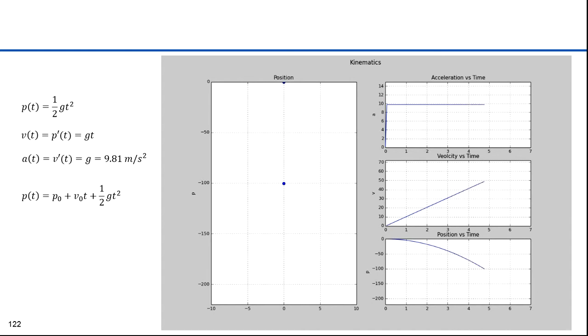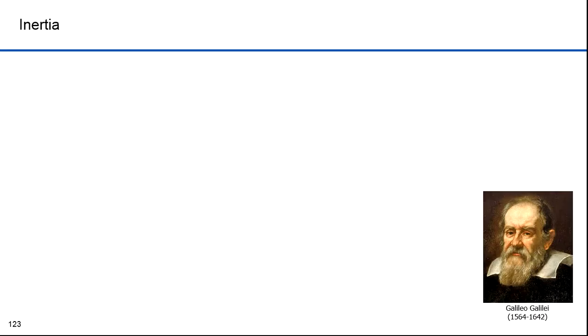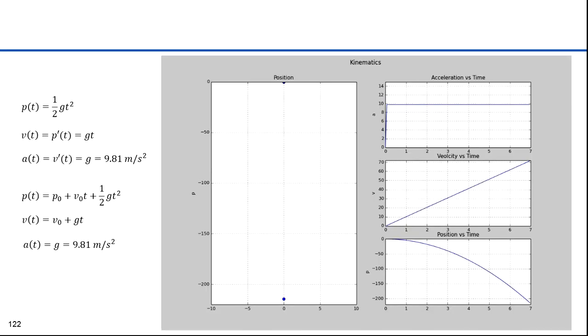The plot of position is an exponential curve that equals 1/2 g t squared and is in units of meters. The velocity increases linearly, equals g times t, and is in units of meters per second. Acceleration is constant and equals g, or 9.81 meters per second squared. The general form of these equations accounts for initial conditions. Position is the initial position p0 plus initial velocity v0 times time t, plus 1/2 g t squared. Velocity is the initial velocity v0 plus g times t. Acceleration on the surface of the Earth is g, which is 9.81 meters per second squared.